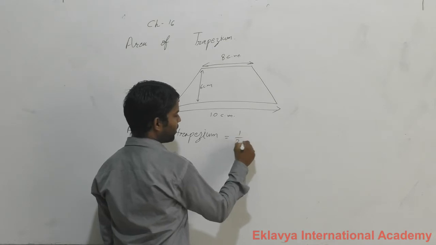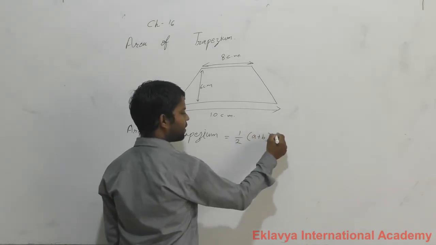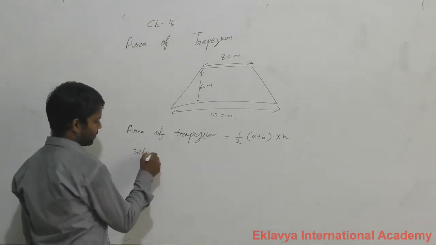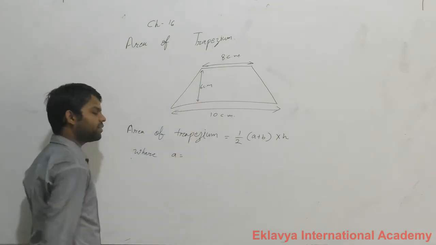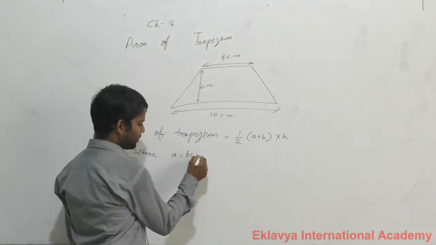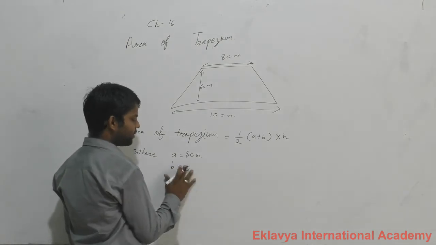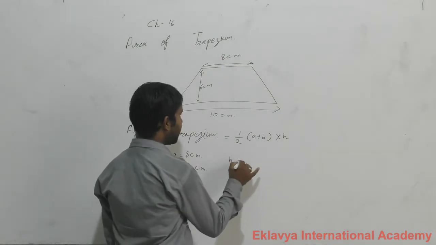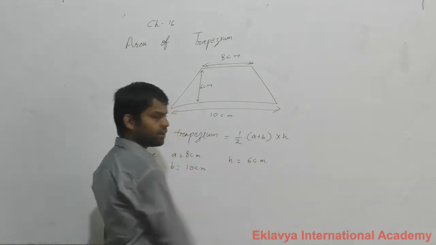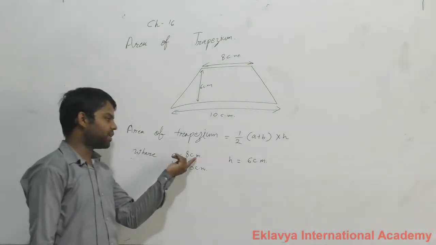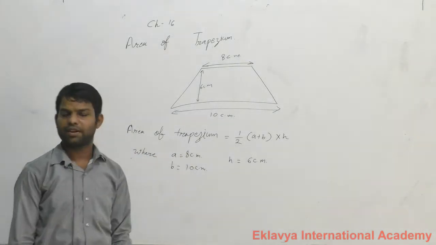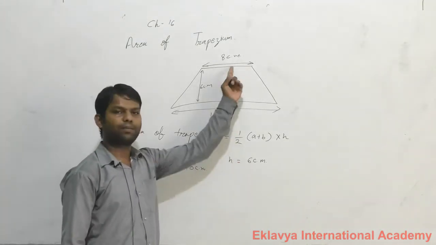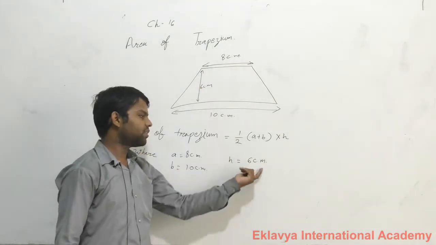is equal to 1/2 bracket a plus b multiply by height, where we assume a is 8 cm, b is 10 cm and height is equal to 6 cm. What we assume? First side of the trapezium is 8, second side of the trapezium is 10. Then the distance between the parallel sides, or we say height, is 6 cm.